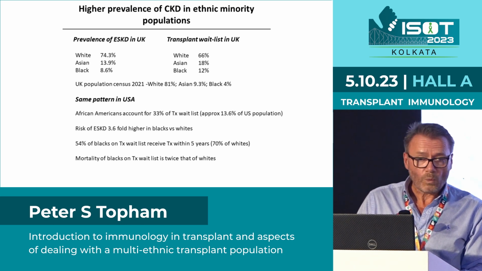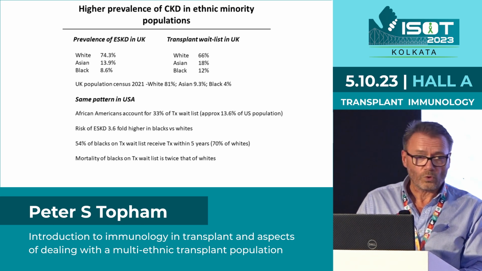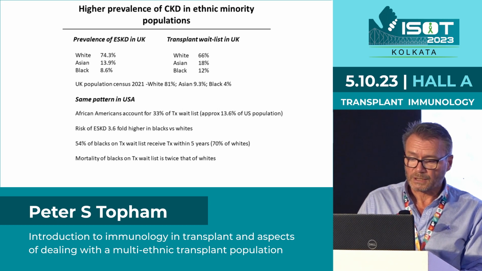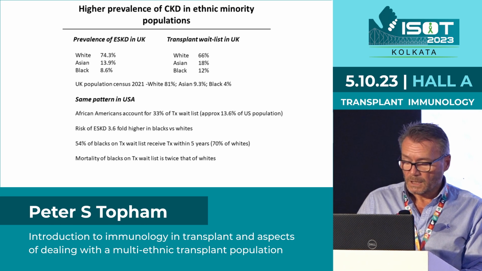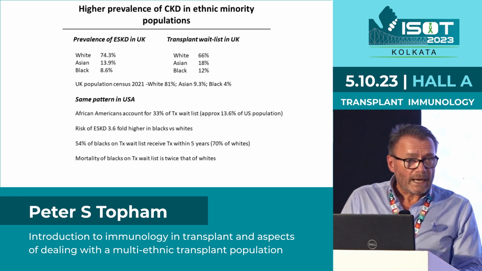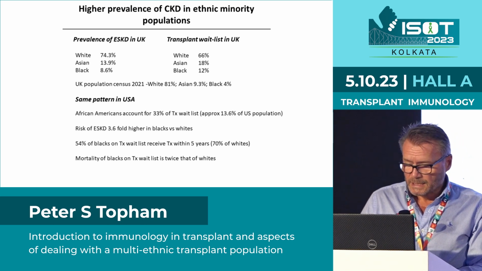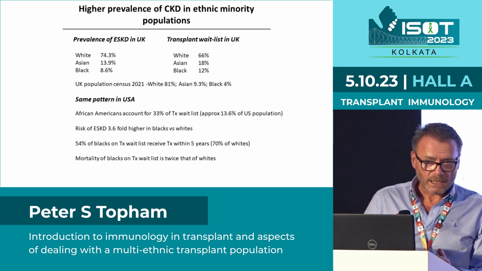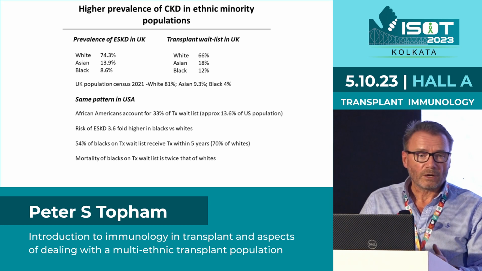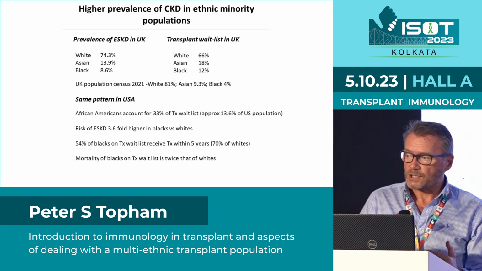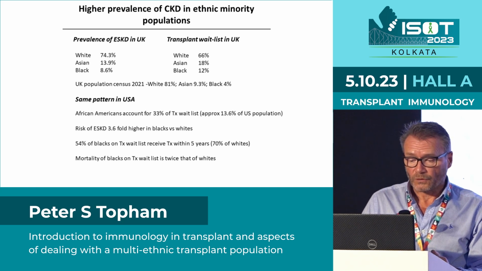And if you look at the transplant wait list, it's even more significant. The black population represents 12% and the Asian population 18%. We see a similar pattern in the United States, and I won't go into any detail, but basically the black population in the United States is overrepresented in the end-stage population, overrepresented on the transplant wait list, tends to wait longer for transplants, and tends to do badly while waiting for their transplants.